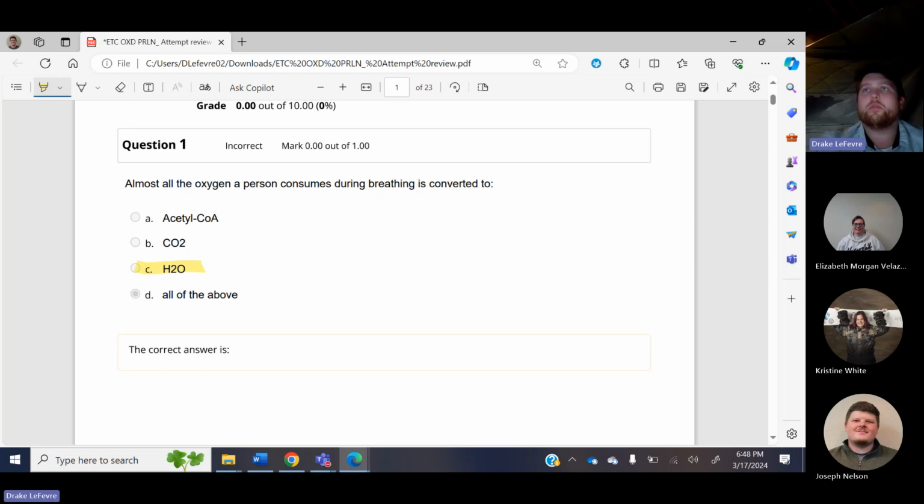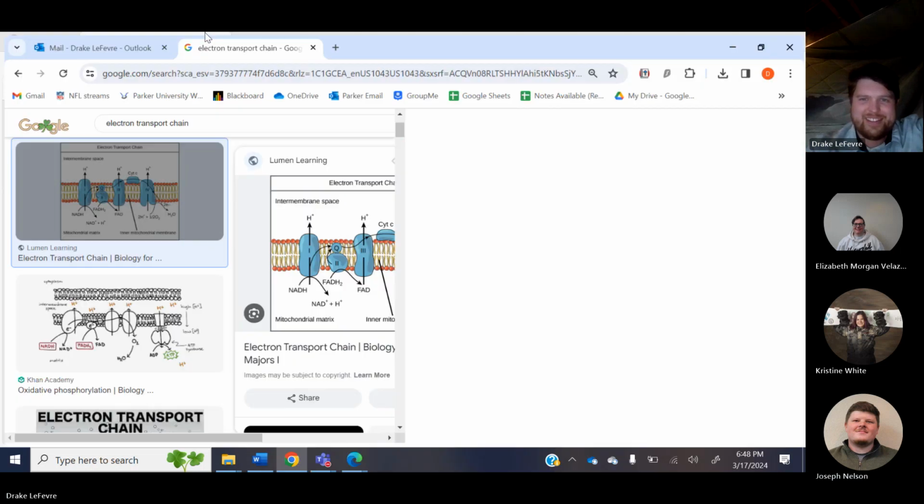Let me pull up real quick the... If anybody hears snoring in the background, it's just the dog sleeping next to me. So here's kind of our... blame it on the dog.